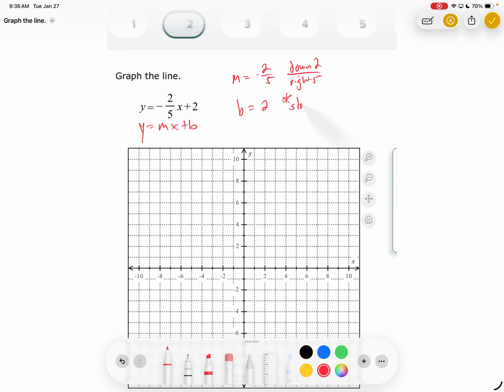So again, I'm going to start at 2. And then I go down 2 to the right 5. So I started at 2, and then I went down 2 to the right 5.